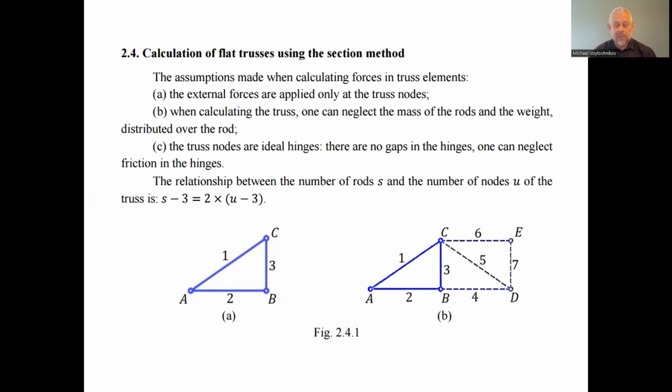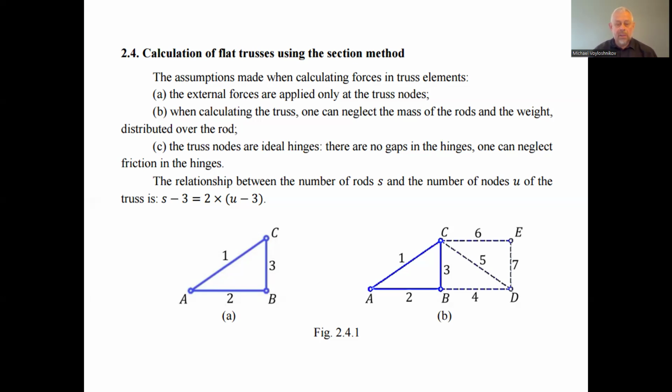The assumptions made when calculating forces in truss elements: the external forces are applied only at the truss nodes. If we have any other options of external loads acting on the truss, we first have to determine the concentrated force equivalent to them, applied to the nodes, to calculate the truss elements next.